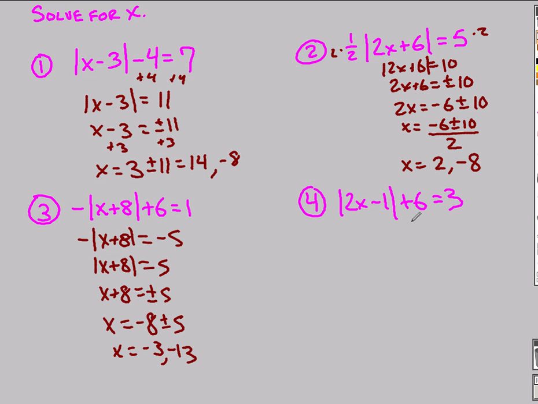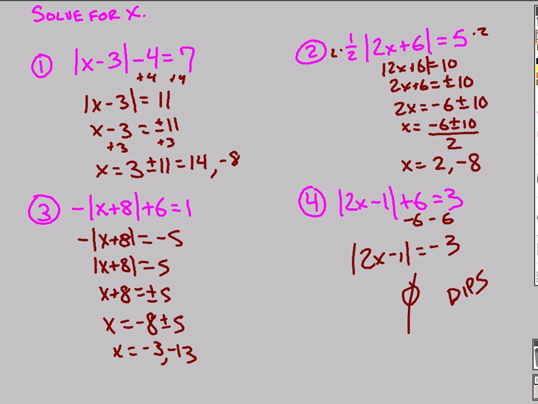And the last one, I'm going to need to first subtract 6 from both sides. That'll give me absolute value of 2x minus 1 equals negative 3. Well, an absolute value is always positive, and this says here that an absolute value equals a negative. That cannot happen. This is our no solution problem. So this is a no solution, does not exist type answer.